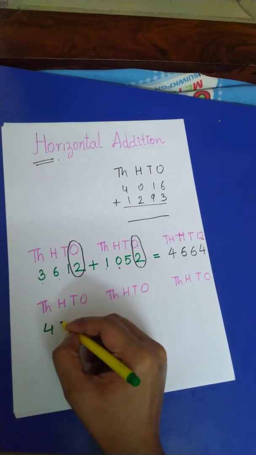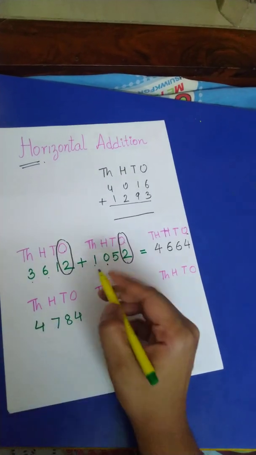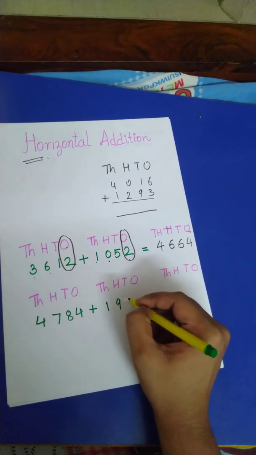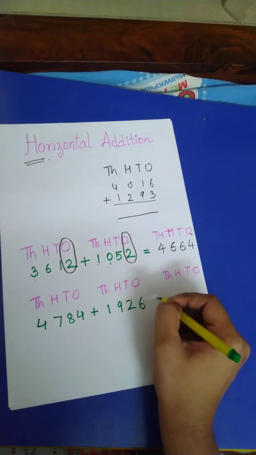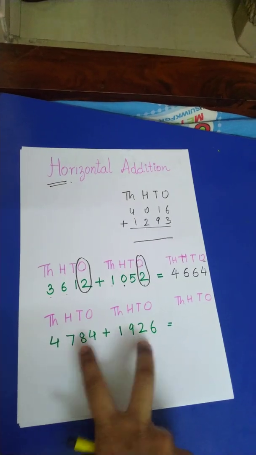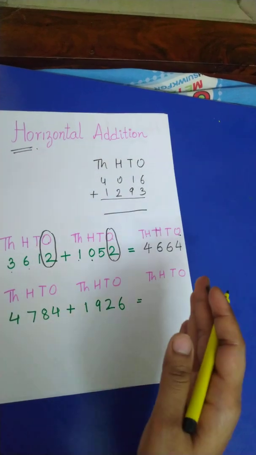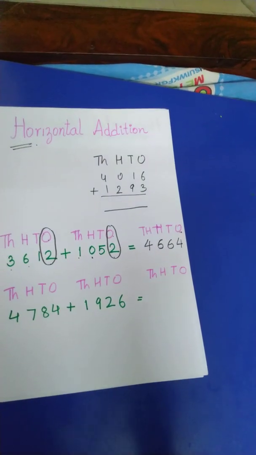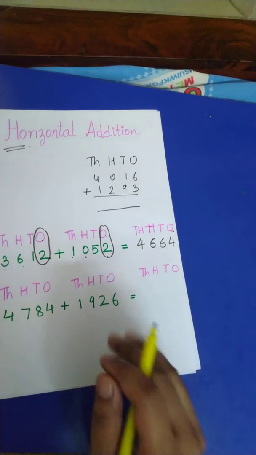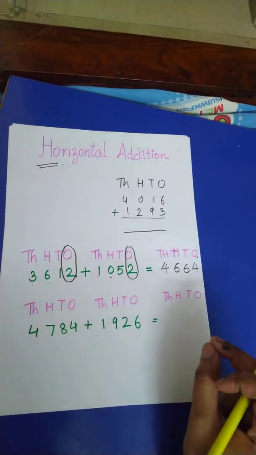So I'll give you these sums, that is 4784 plus 1926, right? So let's get started with this sum which has carryover. If you are not able to remember the carryover, you may write it. There is no hard and fast rule that you have to remember only. I am just asking you to try.